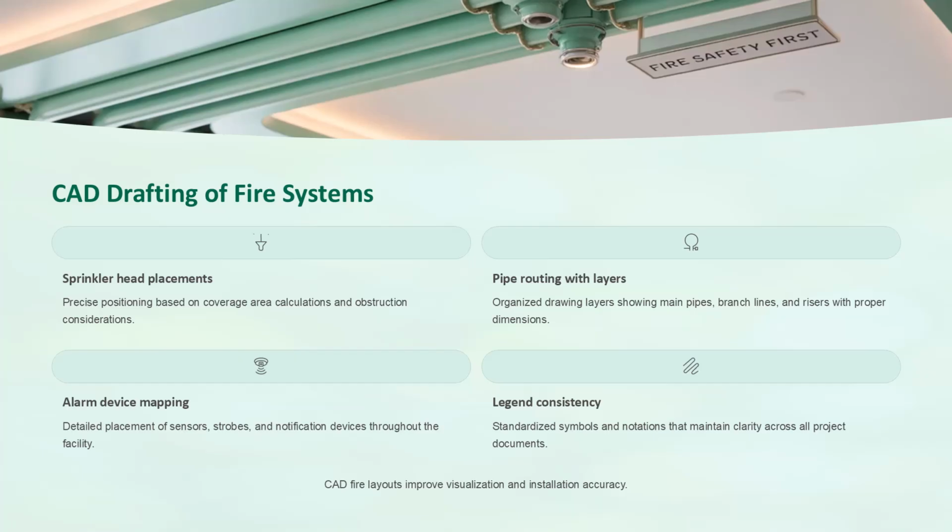Layouts integrate with architectural files. Dimensions ensure proper installation. Color conventions highlight zones and circuits. Consistency across drawings reduces errors. Engineers use these layouts for planning and inspections. CAD makes fire system drafting precise and reliable.